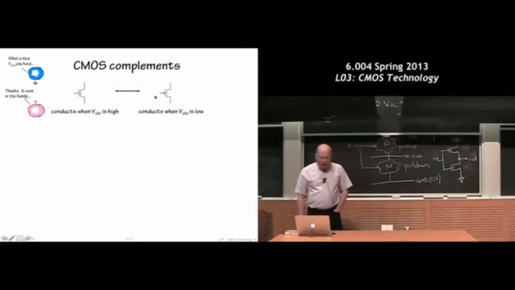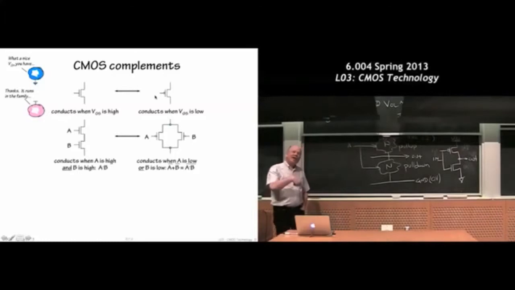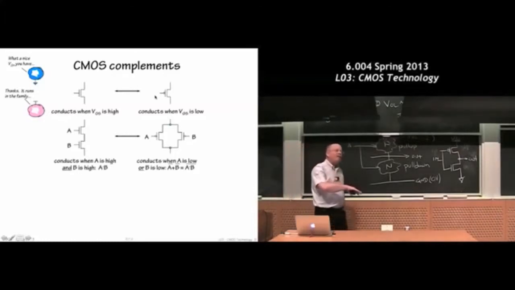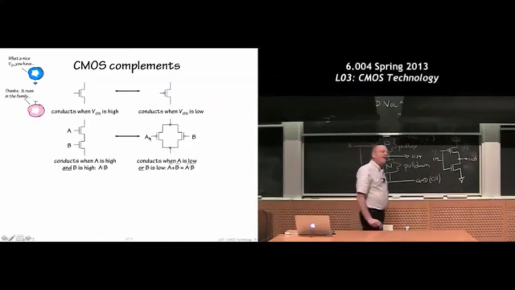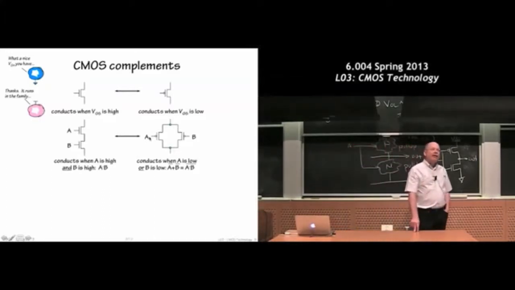Okay. Here's another. So series connections of NFETs, what's the complementary circuit? Is parallel connections of PFETs. Okay. So when A and B are both high, I get a conduction between the top node and the bottom node in this series connection. Okay. When either A or B are low, I have no path from the top to the bottom in the NFETs, but I have at least one path in the top to bottom connection of the parallel circuit of PFETs.